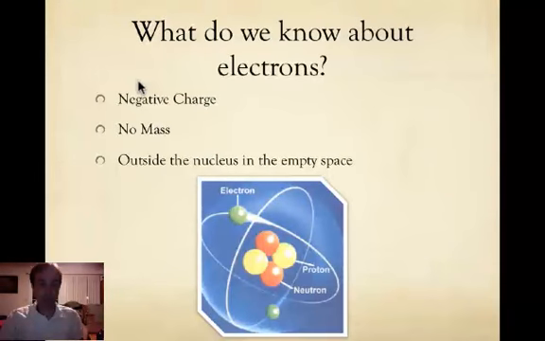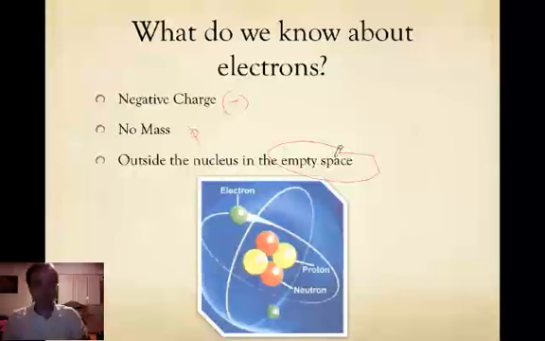So just as a quick review, what we need to know about electrons from last unit. First of all, we know they have a negative charge. We know that their mass is so small that we basically consider it to be zero. Outside the nucleus is where we find them. We find them in an area we call the empty space. Starting in this unit, we're actually going to give this empty space a name. It's known as the electron cloud.